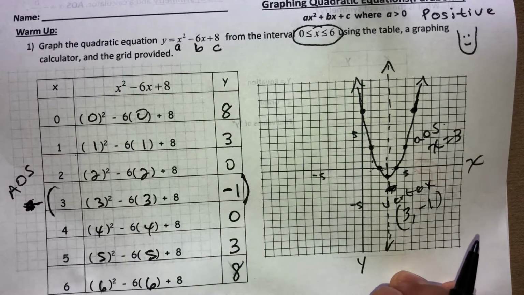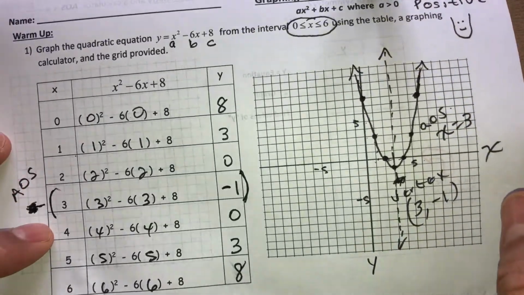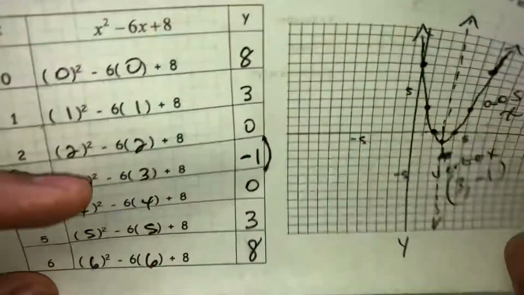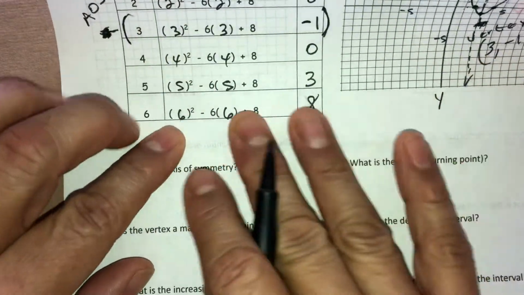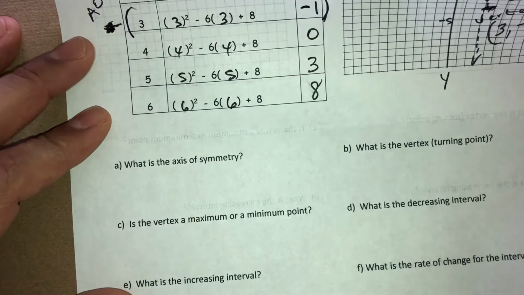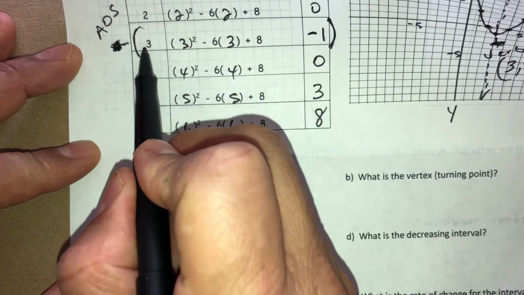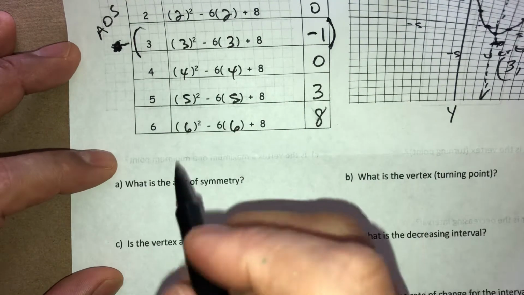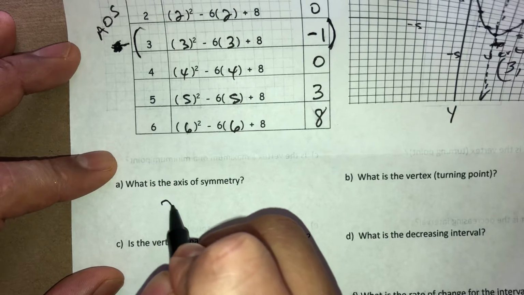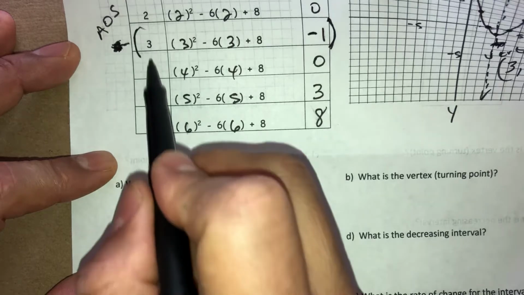So now that we have the graph, we're going to answer a few questions, okay? Let me open the page. They're asking us a few questions. So what is the axis of symmetry? Remember, the axis of symmetry is the value of x from the vertex. It's not the ordered pair, it's just the value of x. And because it's an equation, you're supposed to write x equals 3. That's your axis of symmetry from here.